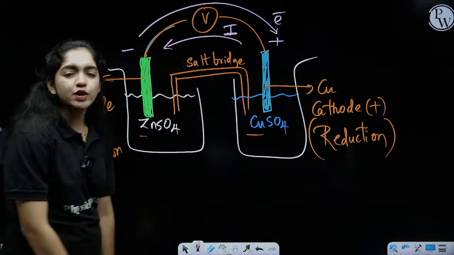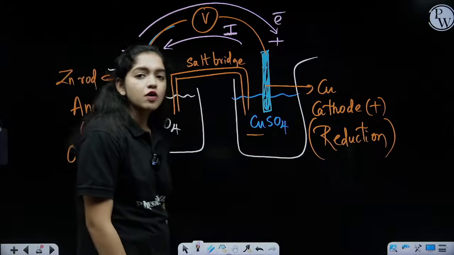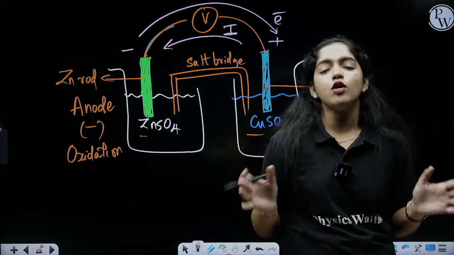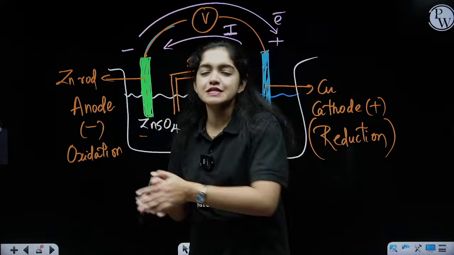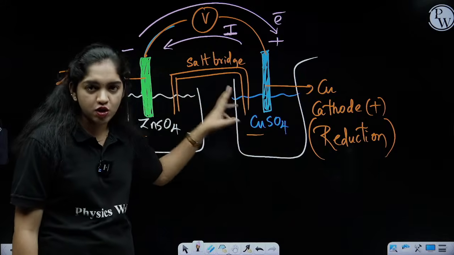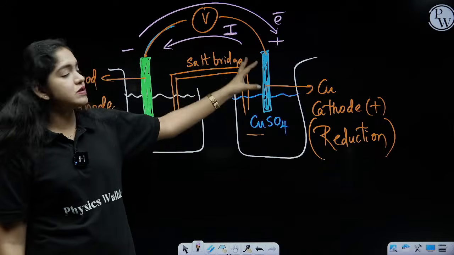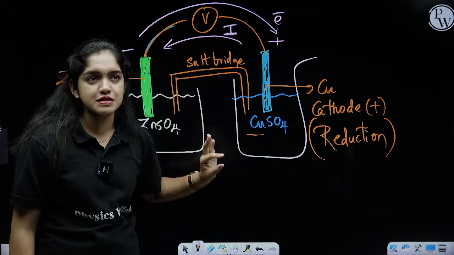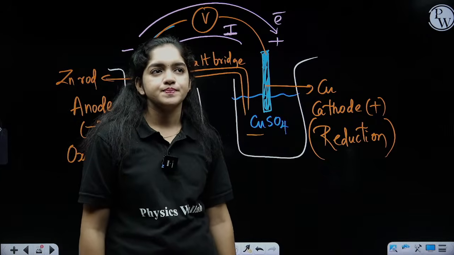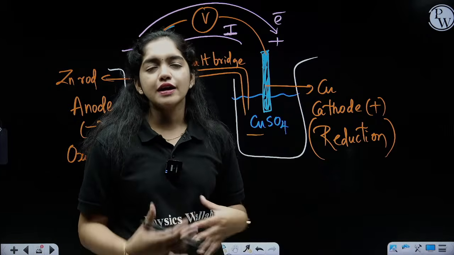So the two main questions asked from this section are: the direction of flow of electrons is from anode to cathode, that is negative to positive, and opposite to that the current will flow, that is cathode to anode, positive to negative. Cathode to anode is the direction of flow of current, and negative to positive is the direction of flow of electrons. Is that clear, my dears? You got it right? So can we go to the other session?